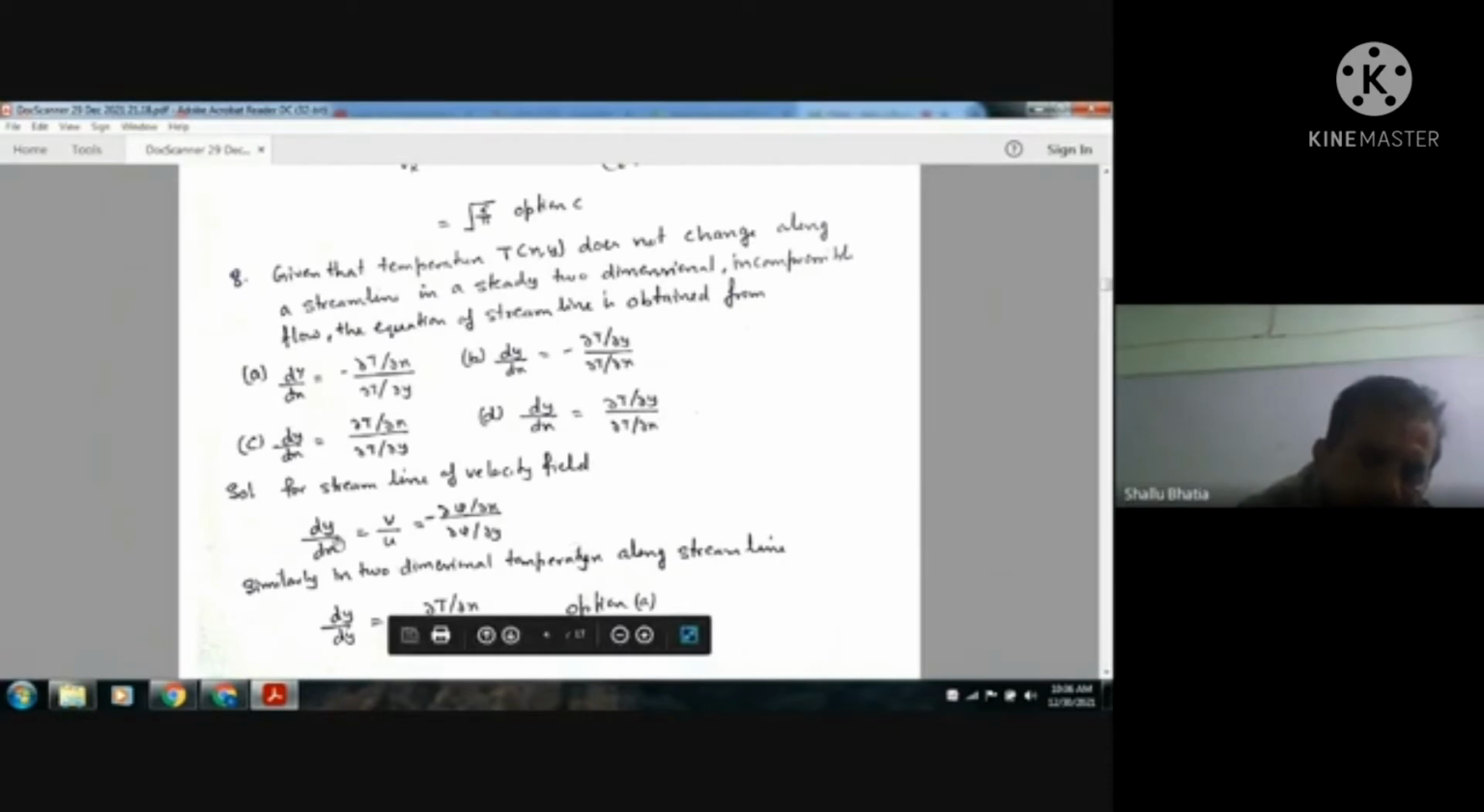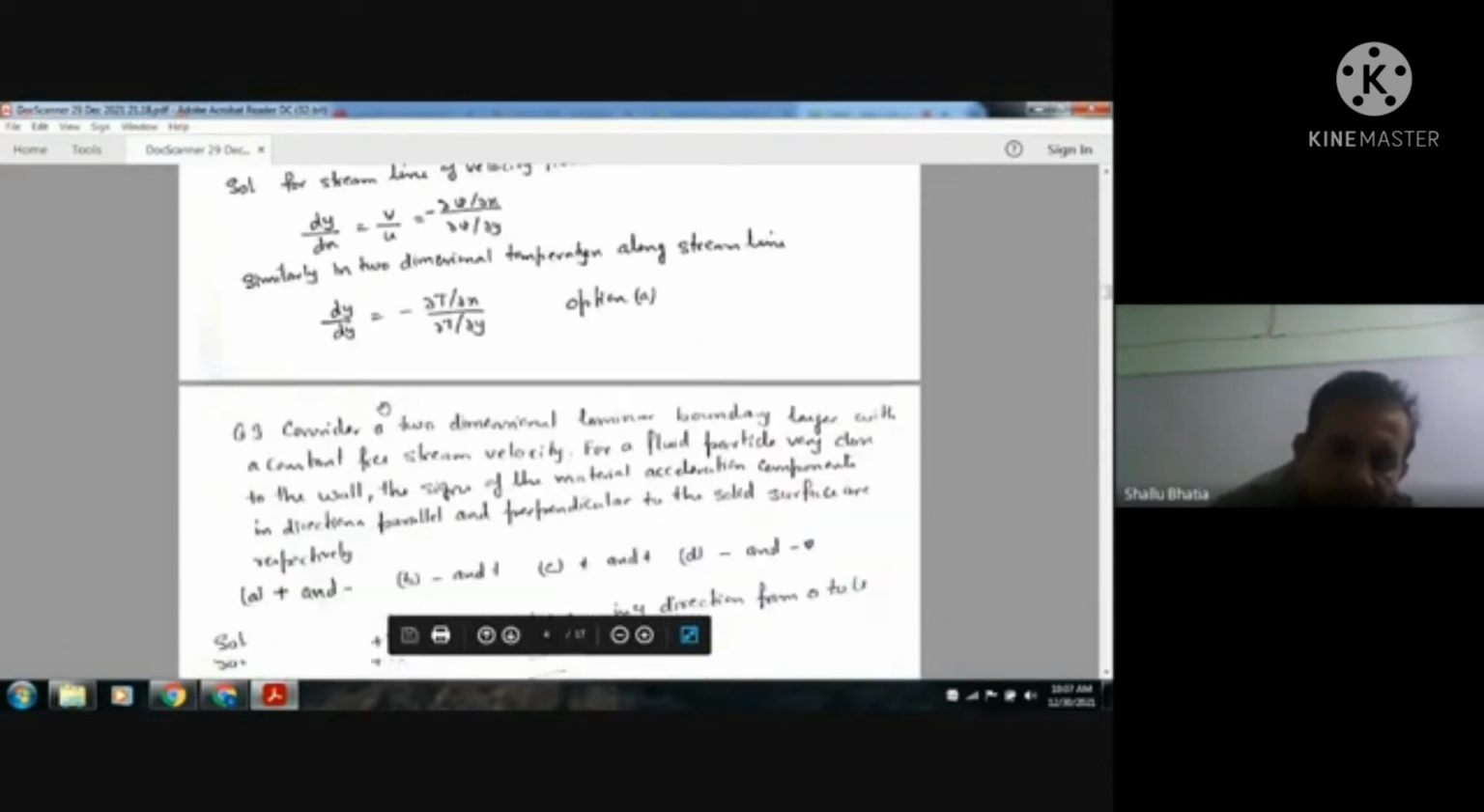Okay, dy by dx, the slope of the velocity, is dy by dx equal to v by u. And in the case of stream function, v is minus curly psi by curly x and u is curly psi by curly y. Okay. So in the case of temperature, replace this psi by T, as it is following the same pattern as that of streamline. Then we will get the answer. So the answer is option A.